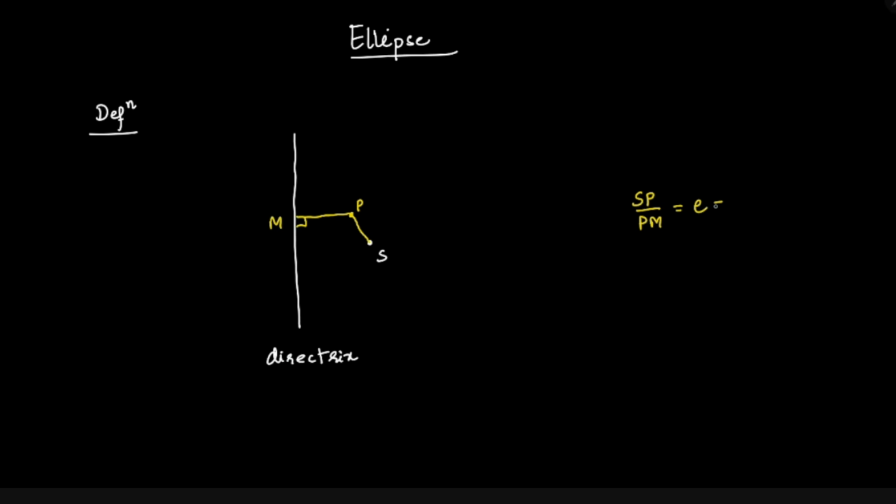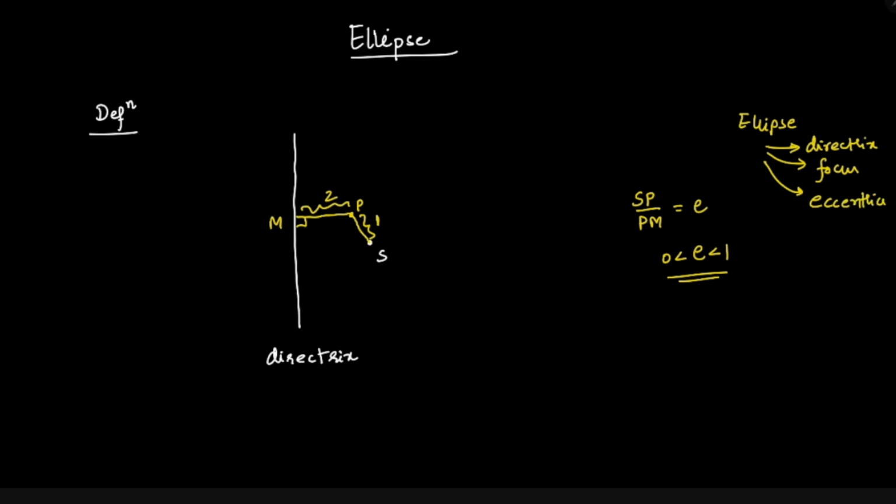Now in case of an ellipse, this eccentricity value E should be between 0 and 1. For example, I can say I need an ellipse with eccentricity half. That means this SP by PM ratio should be 1 by 2. To find the ellipse equation, three important things are required. First is the directrix, second is the focus, and third is the eccentricity. In case of a parabola, we don't need eccentricity because the eccentricity is 1.